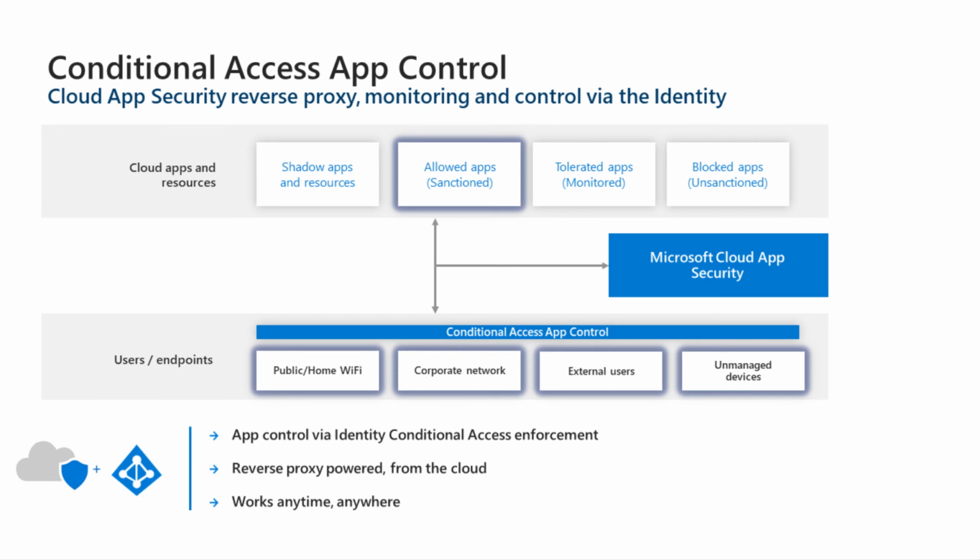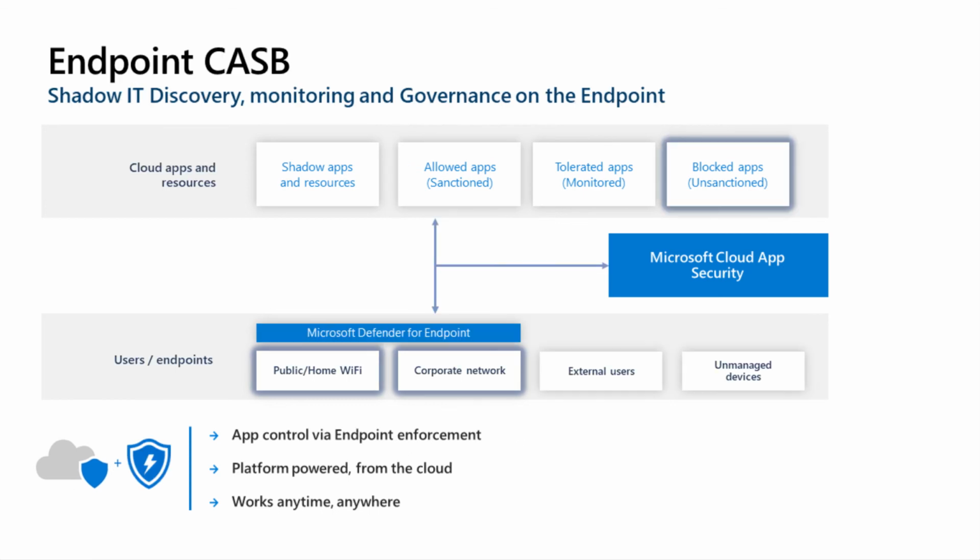So what do we do? Well, we can leverage another technology within Microsoft Cloud App Security, which is the endpoint CASB. This leverages the Shadow IT discovery feature, which allows us to monitor all of the different cloud applications that exist in our ecosystem and also apply governance actions via Microsoft Defender for Endpoint.